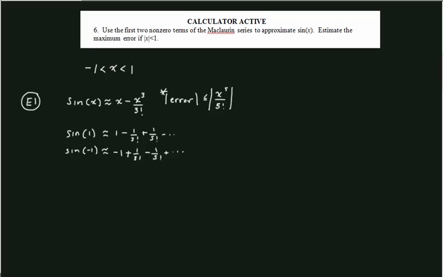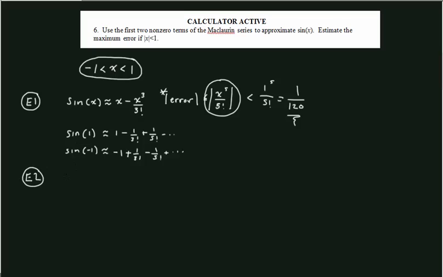So now we want to know what is the biggest possible error for the range x between -1 and 1. Well, we certainly know that this quantity here will be largest when x is equal to 1. 1 to the 5th over 5 factorial, which is 1 over 120. So the maximum error is 1 over 120 using E1. Now, let's continue. We're going to look at E2, the new theorem.